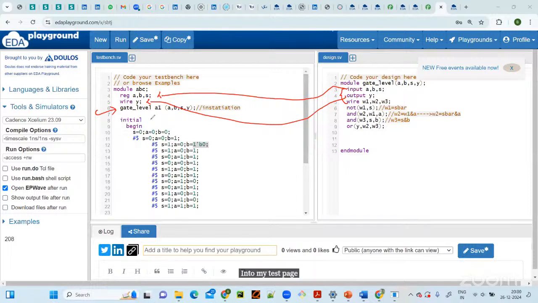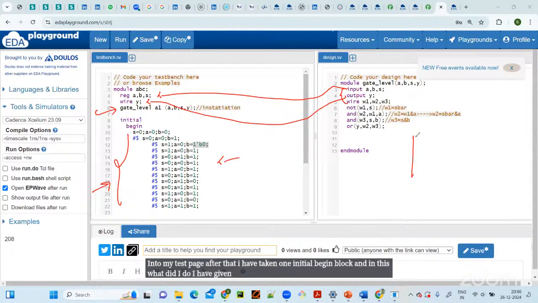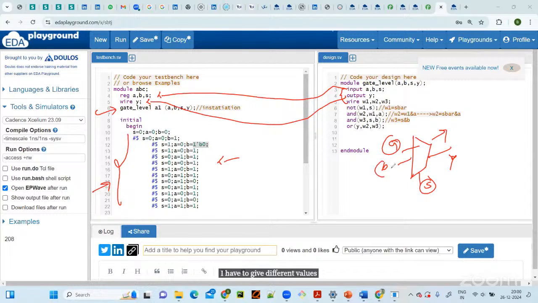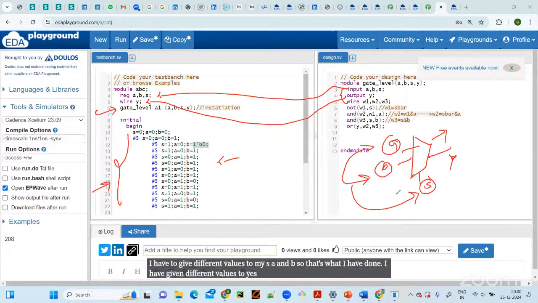After that, I have taken one initial begin end block, and in this, what did I do? I have given some values. This is my multiplexer, right? A, B, and S. In order to verify its functionality, how can I do that? I have to give different values to my S, A, and B. So that's what I have done. I have given different values to S, A, and B.